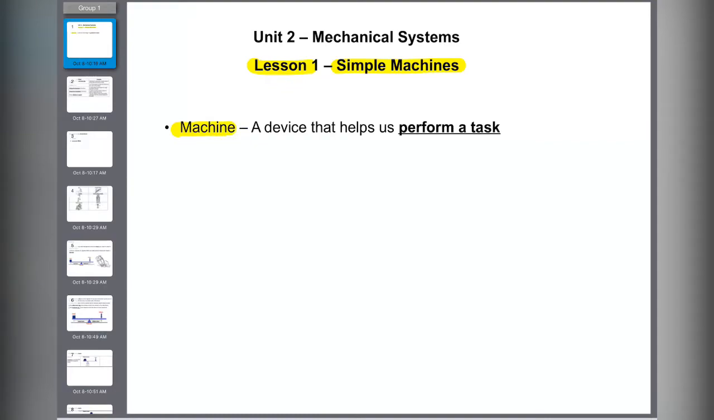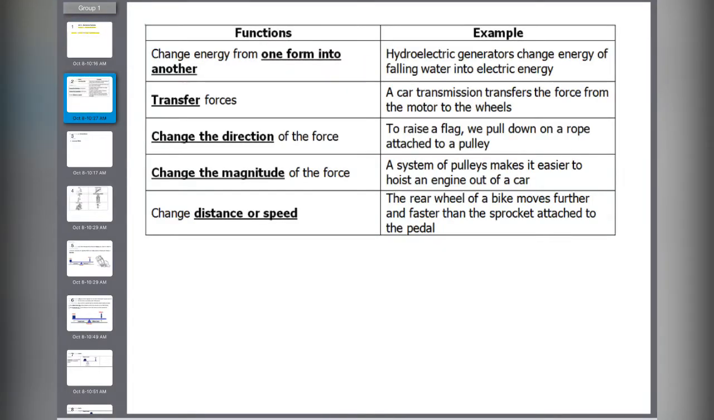So basically, a machine is any device that helps us perform a certain task. And there are 5 main functions of why we would develop some sort of machine. Okay, the first is to change energy. For example, at Niagara Falls, looking at hydroelectrical generators, we're using falling water, which is a kinetic energy, and turning it into electrical energy. So the first function of a machine is changing the form of energy.